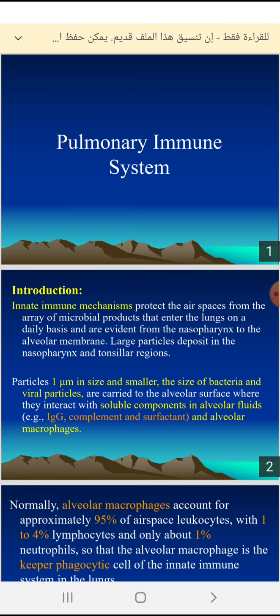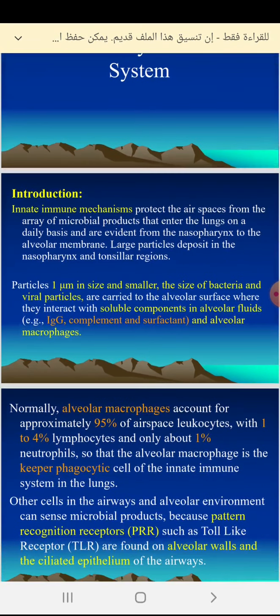ناخذ introduction عن innate immune response. Innate immune mechanisms protect the air spaces from the array of microbial products that enter the lungs on a daily basis and are evident from the nasopharynx to the alveolar membrane.